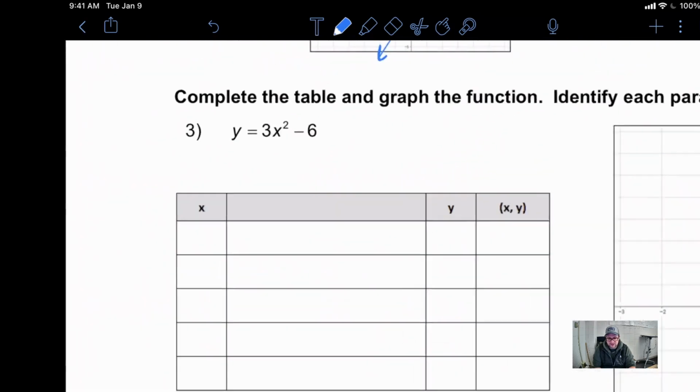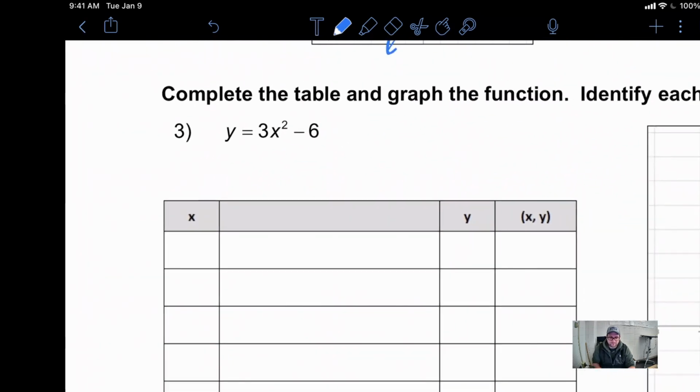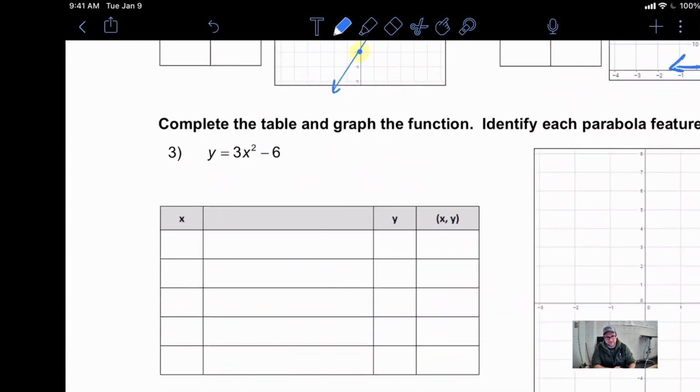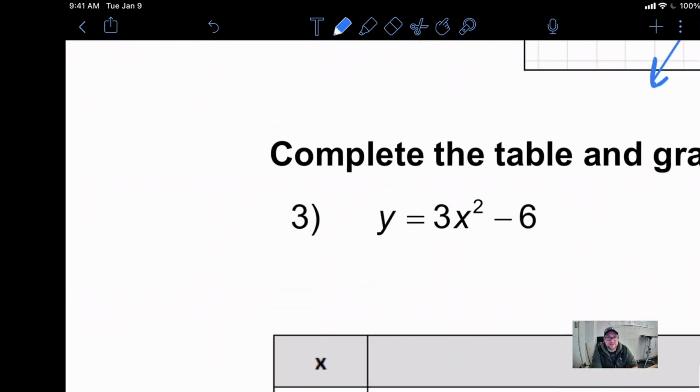So let's get to one of our quadratic functions. Now, there's a special way we like to do this because quadratic functions can kind of appear all over the graph, and we always want to identify where that vertex is. So, in order to find the vertex, this is what we're going to do.